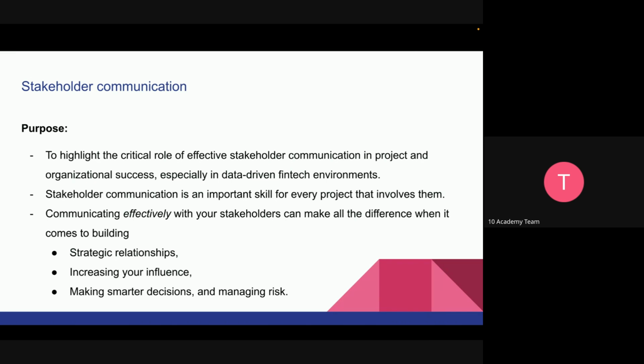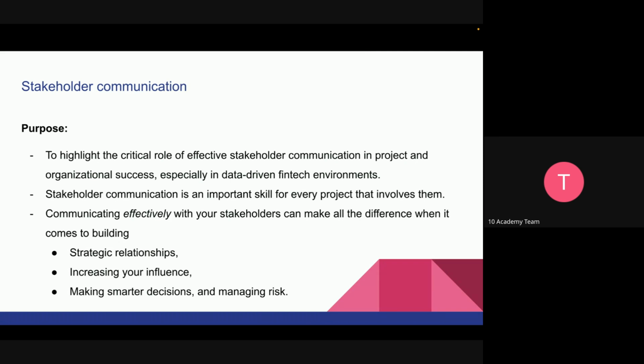The purpose is to highlight the critical role of effective stakeholder communication in project and organizational success, especially in the field you're in, doing data-driven fintech projects, which involve really sensitive data that you are telling the stakeholders to make a decision based on. It's money related, so it's really sensitive. You need to know how to communicate and present the data right, because somehow, in some way, you are also responsible for the decisions made based on what you did.